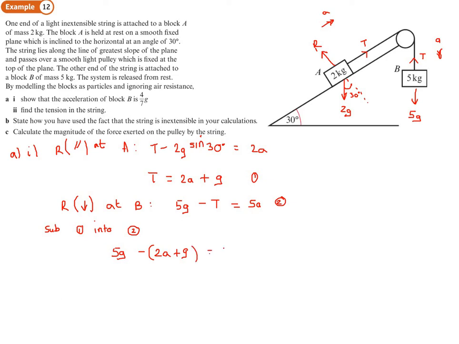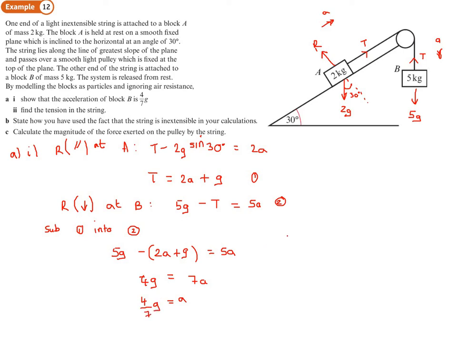equals 5A. So I'm just going to collect my terms. So I've got my minus 2A, I'm going to put on the other side. So I've got 5G minus G is going to give me 4G. And then 5A plus 2A gives me 7A. It's all coming together. So I've got A equals 4/7 G, like they asked me to show.